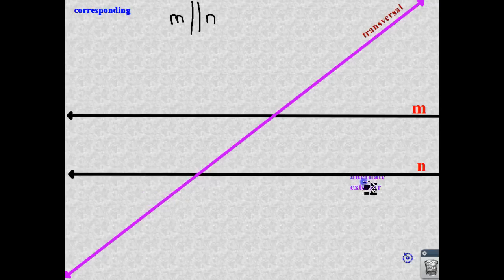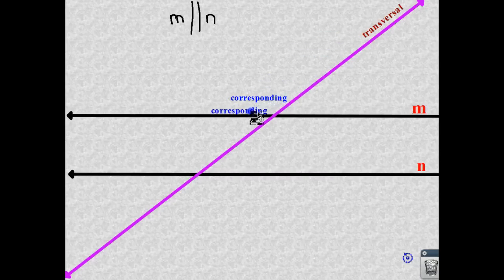All right, the last one is called corresponding. And corresponding means the same. So if I am on the same side of the transversal, we're actually going to have multiple corresponding angles. So we have, let's start on the exterior. And if I'm on the same side of my transversal, I'm going to run right along this side right here.